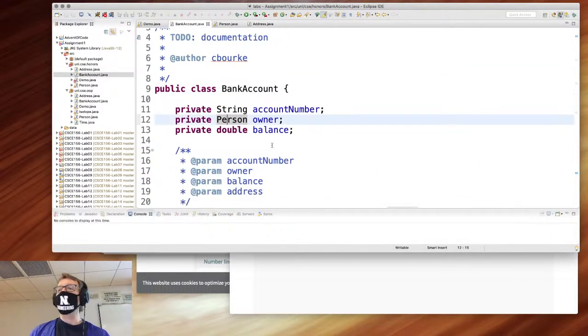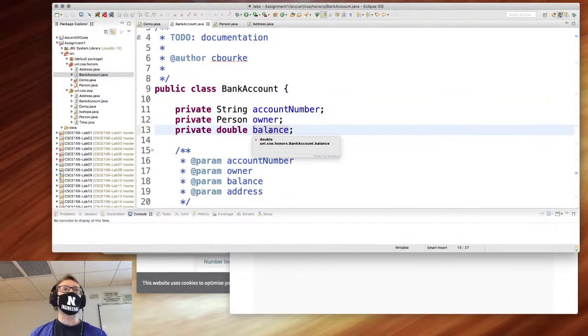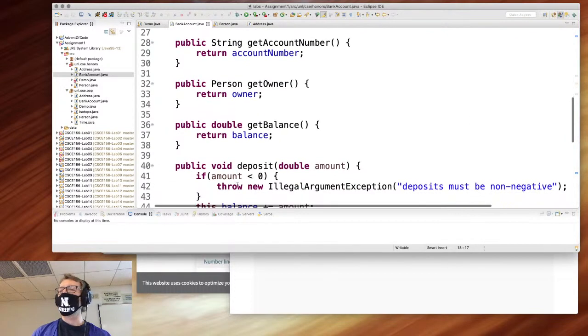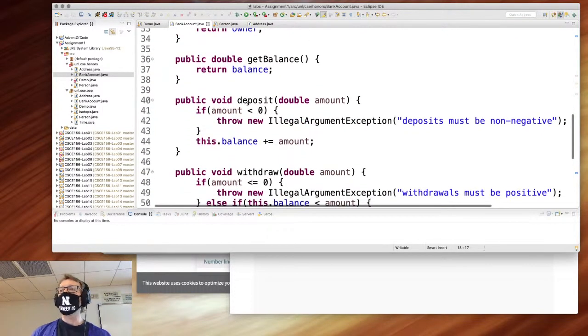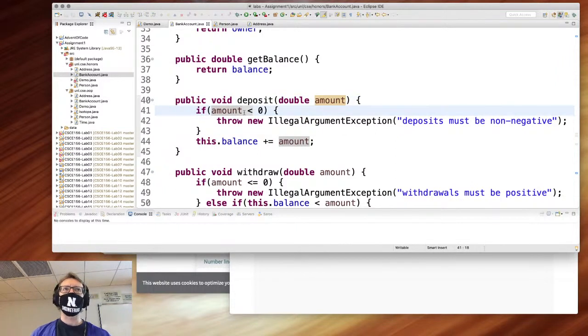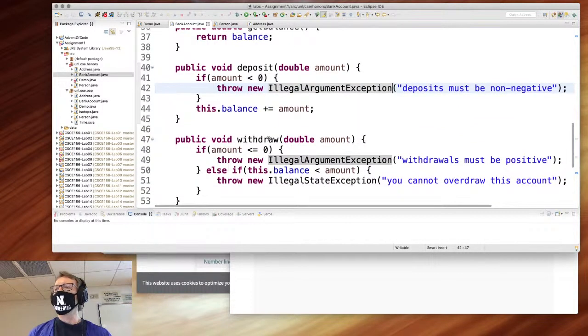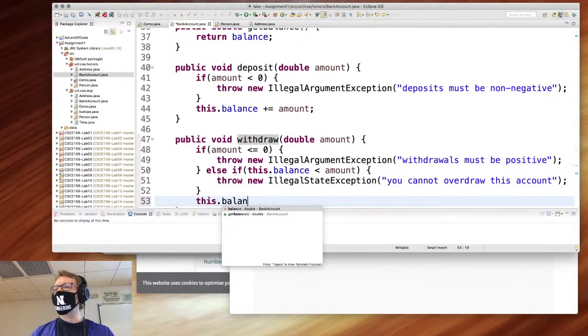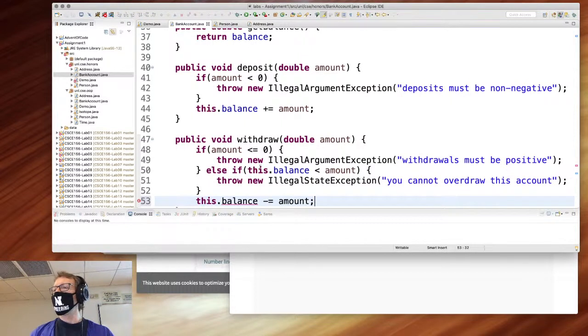Anyway, back to bank account here. We've got an owner, and we've got a balance, okay? We've also got a couple of methods here, getters, a constructor. We've got a method here that allows you to deposit an amount. If that amount is negative, of course, you're not depositing negative $5. If you want to deposit negative $5, you probably mean that you want to withdraw $5. So we throw an illegal argument exception. We also have a withdrawal here. Oops, I never finished this. this.balance -= amount. There we go. All right.